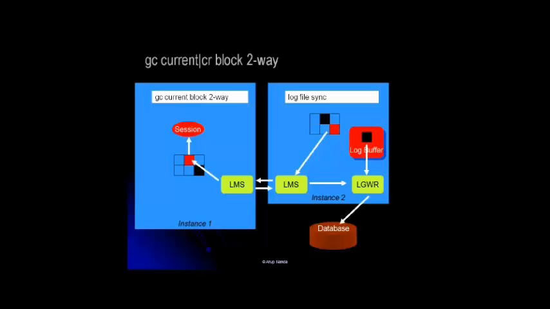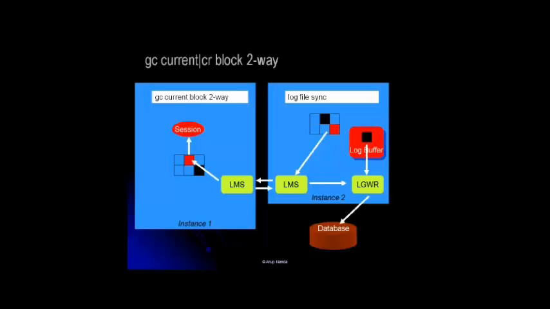Okay, now since there is a 2-way, there has to be a 3-way. Let's see how the 3-way occurs. It's exactly similar. The only difference is instance 1 is the requester, requesting just like before. Instance 2 is the master, with a little twist. The master says, well, I don't have the block. I know who has the block, and that is instance number 3. So go and grab it from instance number 3. In that case, it's going to wait for GC current block 3-way.